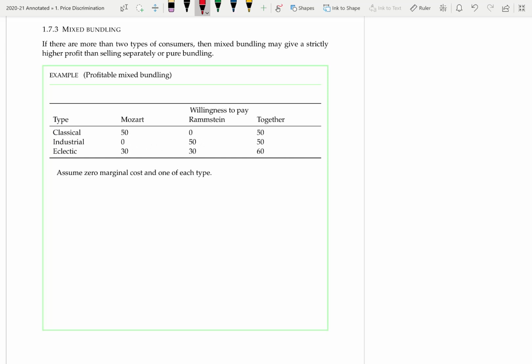So first of all, let's look at selling separately. If they sell separately, what should they price the Mozart ticket at? Well, they don't want to price it at 0, so it's either 30 or 50. If they price at 30, they'll sell 2 of them, the profit will be 60. If they sell at 50, they'll sell 1 of them, profit will be 50. So the best thing to do is price that ticket at 30, and the same is true for Rammstein. So the optimal prices are 30 for each ticket. Profit is 2 times 30 plus 2 times 30. They sell 2 of each ticket and make a profit of 120.